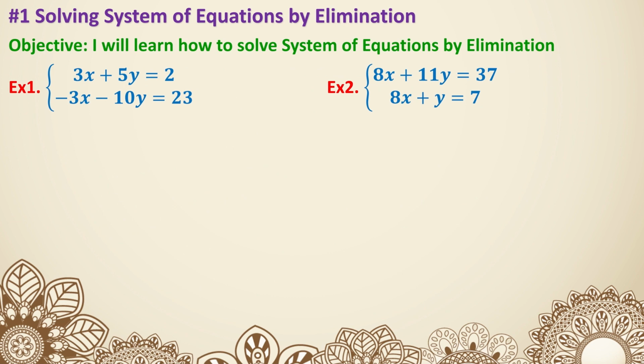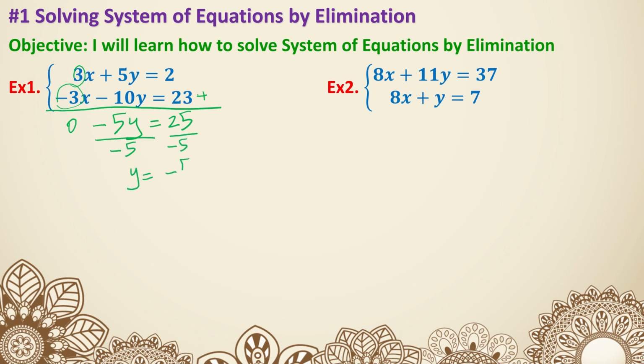Now let's get to the examples. First one, you can see you have a 3 and a negative 3, which means we can directly add them together. That's going to give you a 0. Then 5y plus a negative 10y is a negative 5y. That equals, on the right side, 25. Then divide both sides by negative 5.